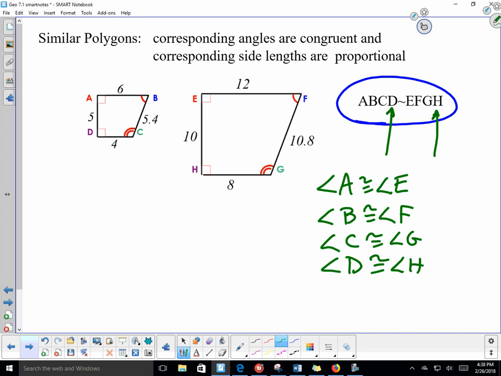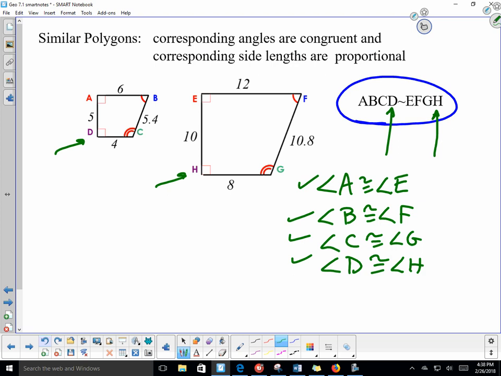So the angles do have to be congruent, and we can see that in the picture. We see that angle A and angle E are both right angles, so it makes sense that they're congruent. And D and H match up because they are both right angles as well. Then angle B has one tick mark and angle F has one tick mark, so we see that they are congruent as well. And lastly, angle C has two tick marks and angle G has two tick marks, so they are congruent as well. So all of our matched up angle pairs are congruent.